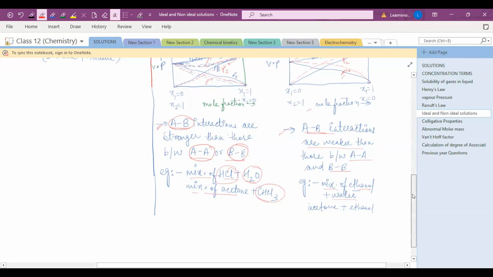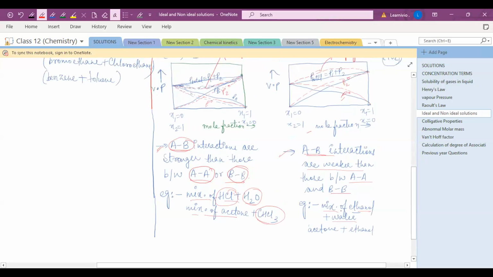Okay, when you plot the graph of the mixture of ethanol and water, when you mix these components, you will get this type of graph. When you plot the graph of vapor pressure and mole fraction, you will get this type of graph in the case of a mixture of ethanol and water, because it follows positive deviation. Similarly, acetone and ethanol: when you mix them, you get a non-ideal solution. And which type? It's a positive deviation.